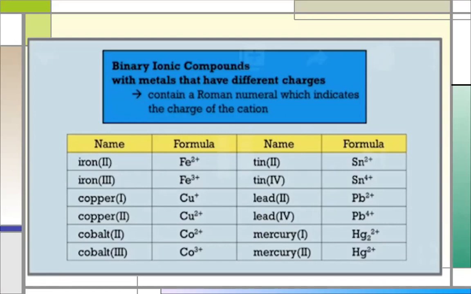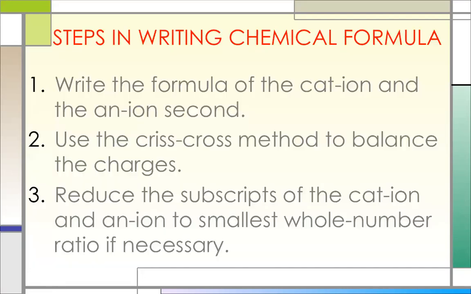Those Roman numerals next to the name of an element represent the charge of the cations. So if you see iron 2, automatically, it is 2 positive. If you see lead 2, automatically, it is Pb2 positive.